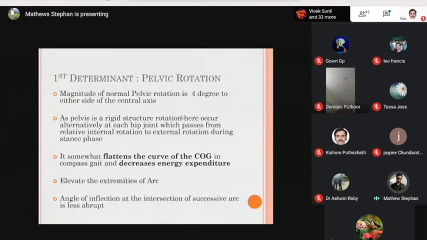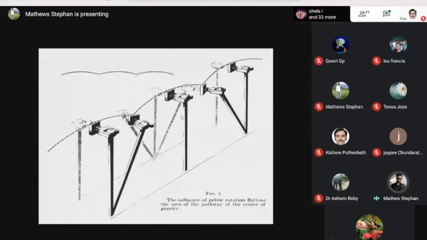So the pelvic rotation decreases the curve by elevating the extremities of the arc. The angle of inflection at the intersection of the successive arc is less abrupt. So this is the determinant factor, that is pelvic rotation over the compass gait.